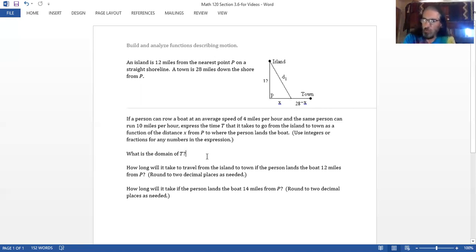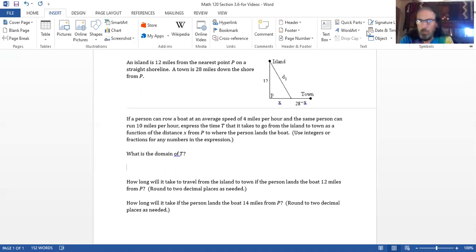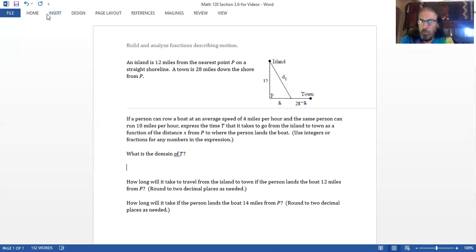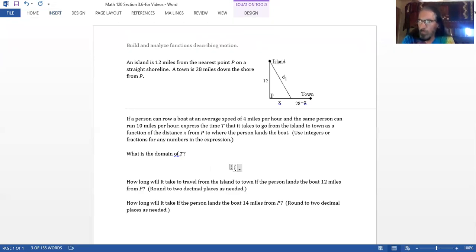So I'm going to address the second part first: the domain of the function t, which is going to be the time it takes to complete that total trip from the island to the town. They want this in set builder notation as opposed to interval notation. So here it is in set builder.